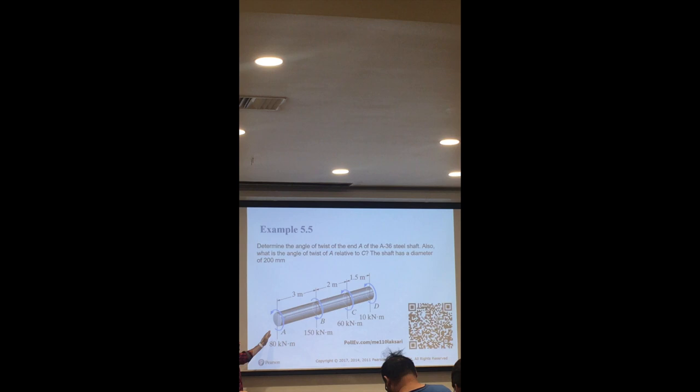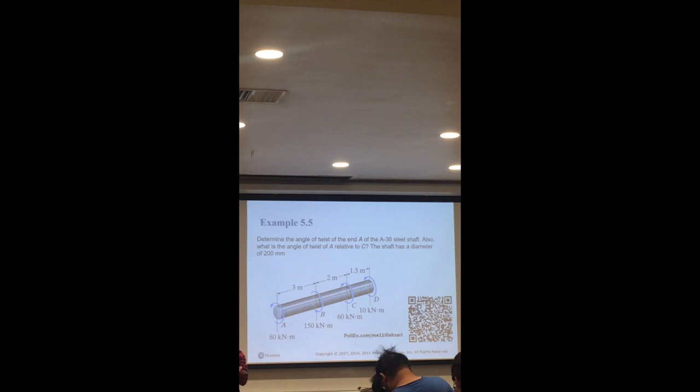The torque, right? The internal torque. So you have different external torques applied here at different locations. So what do we do here? Method of sections. So let's say you are interested in the amount of rotation, or the angle of twist, at point A. How do we do that?